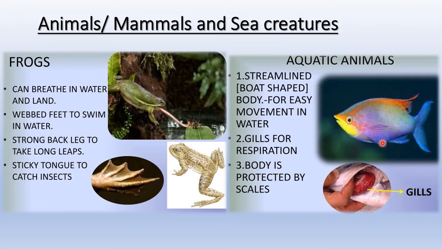Fishes. They have a boat-shaped, or streamlined, body for easy movement in water, and gills help in respiration. They take in the dissolved oxygen from the water, which helps them to grow and respire. The body is protected by scales.